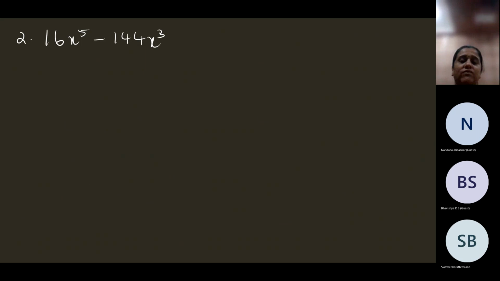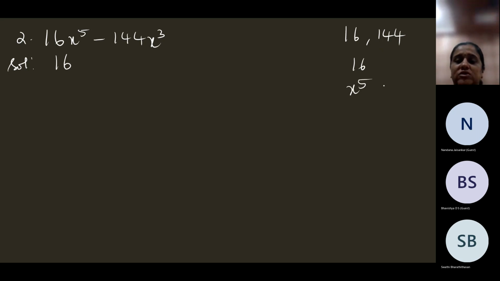Now the golden rule while factorizing is if there is something common between the terms. This expression has two terms, and if the two terms have something in common other than one, you should bring it out. These two terms have 16 in common, as the HCF of 16 and 144 is 16.